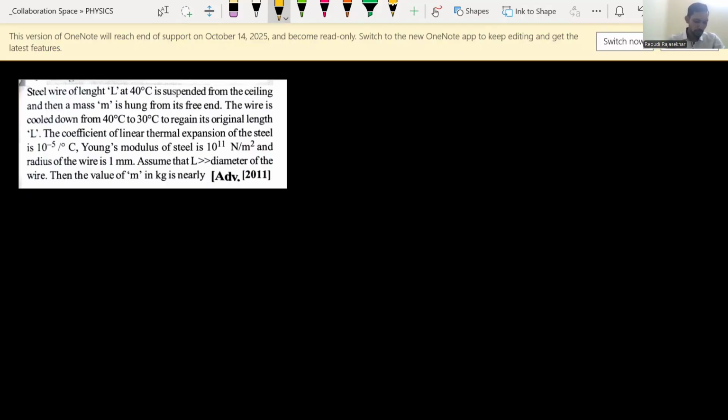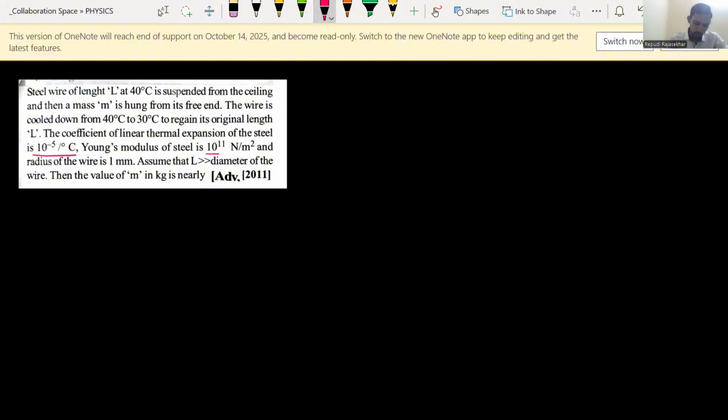Here the question is given as: a steel wire of length L at 40 degrees centigrade is suspended from the ceiling, and then a mass M is hung from its free end. The wire is cooled down from 40 to 30 degrees to regain its original length L. The coefficient of thermal expansion of the steel is 10 power minus 5 per degree centigrade, the coefficient of linear expansion.